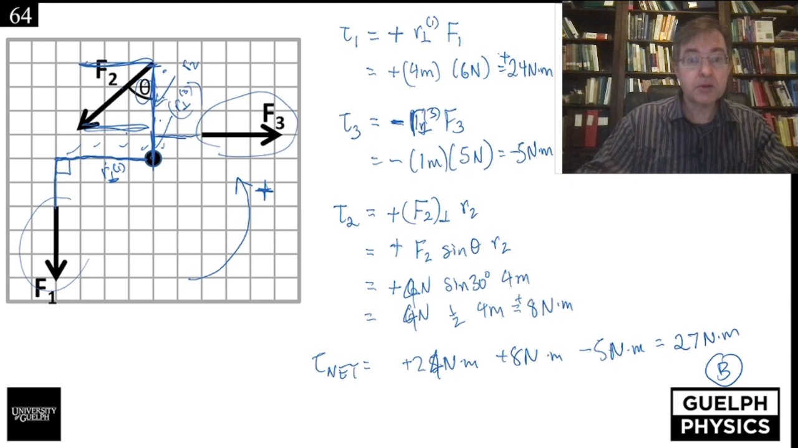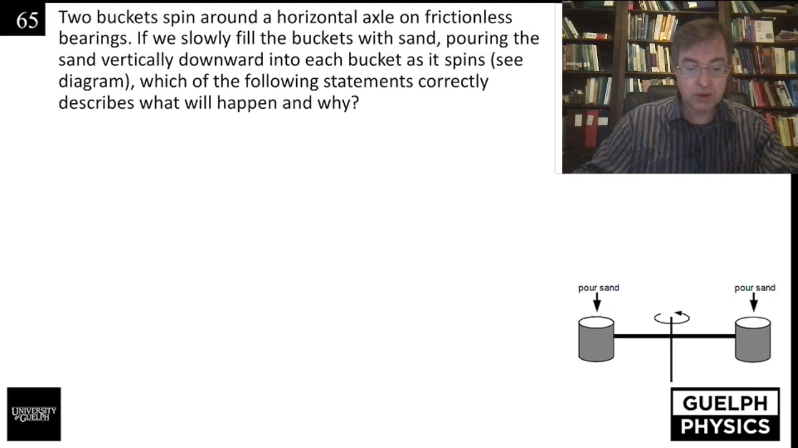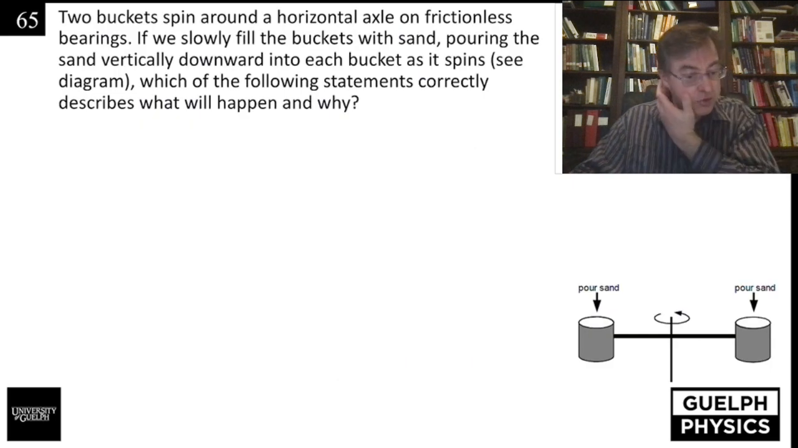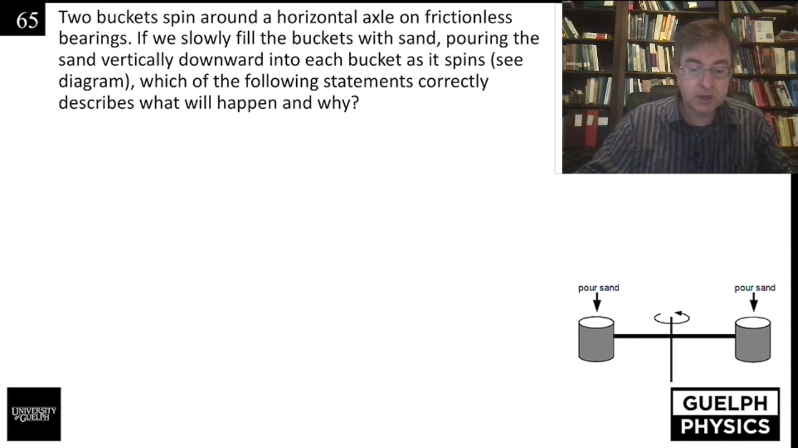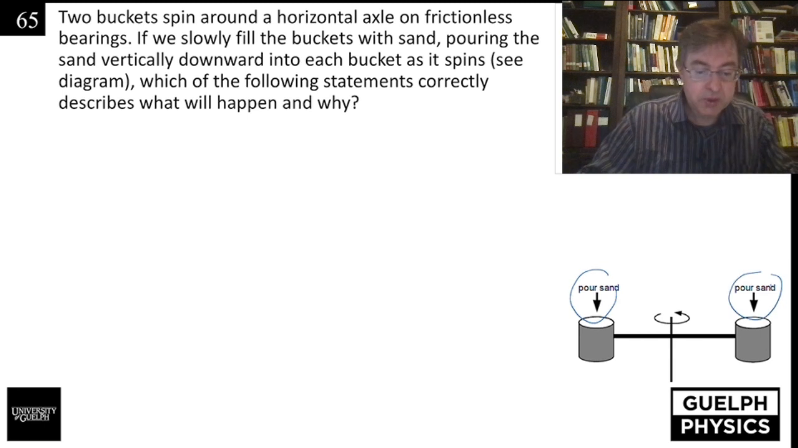All right, the next question is quite interesting. You have two buckets which spin around a horizontal axis on frictionless bearings. What we're going to do is slowly fill the buckets with sand, pouring the sand vertically downwards into each bucket as it spins. Which of the following statements correctly describes what will happen and why?